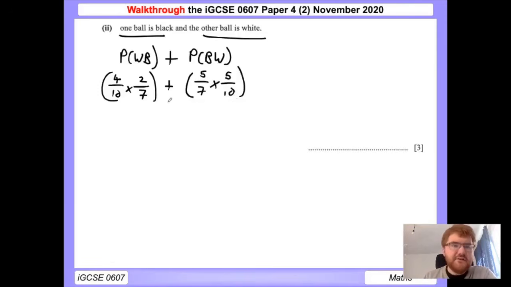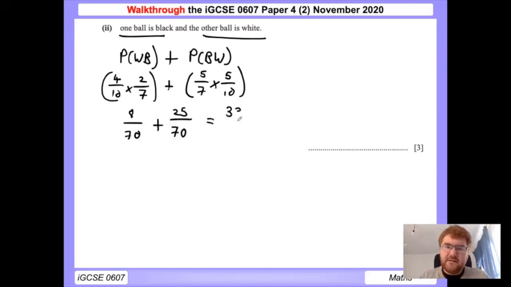Again, I'm not going to reach for my calculator, but you could at this point. We times fractions here. 4 times 2 is 8. 10 times 7 is 70. 5 times 5 is 25. 7 times 10 is 70. Notice we've got the same denominator. That's very, very helpful. If we add those together, 25 plus 8 is 33/70, which cannot be simplified. So we will leave this as 33/70. All good. Draw your tree diagrams.